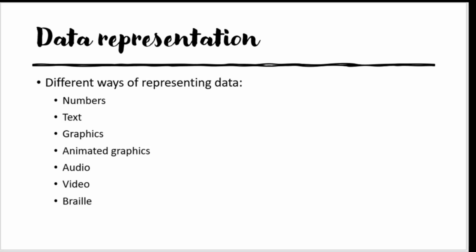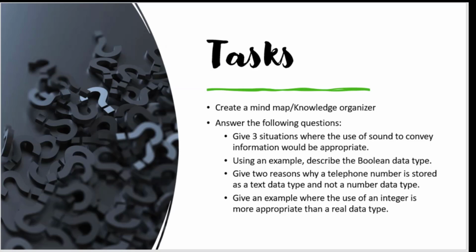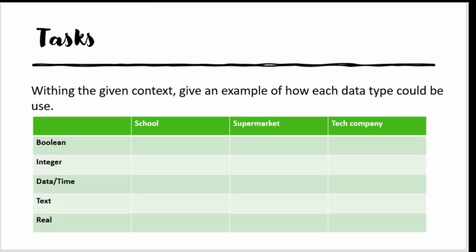All right, so I've been talking for a while now, and that is literally it in regards to data types and data representation. And now I'm going to ask you to do a few tasks to finish our session slash lesson. Okay, so your tasks for today are to create a mind map and knowledge organizer about data, information, knowledge, data types, and data representation, and answering these 4 questions that you have here. And then I would like you as well to, within the given context, give an example of how each data type could be used in a school, supermarket, and in a tech company like Google.